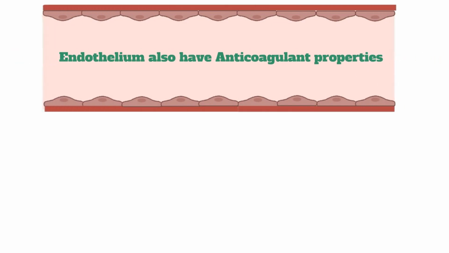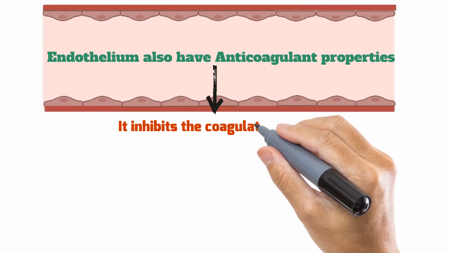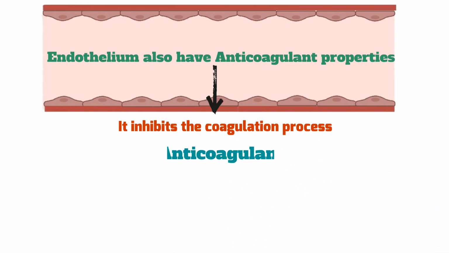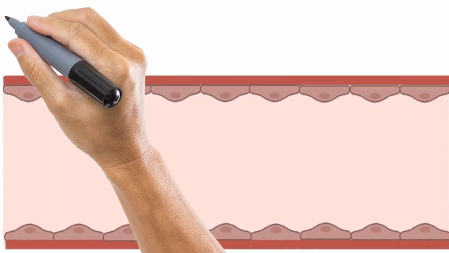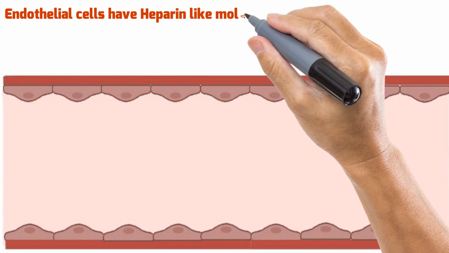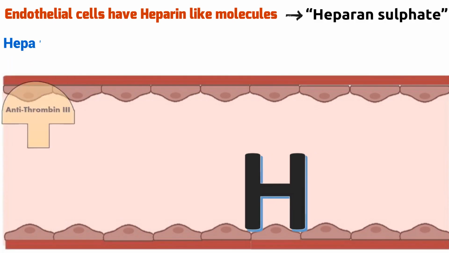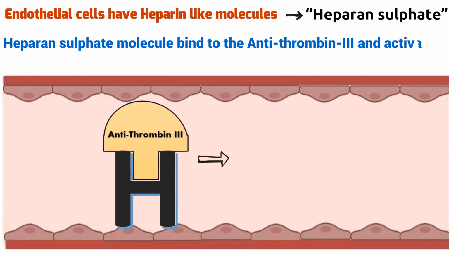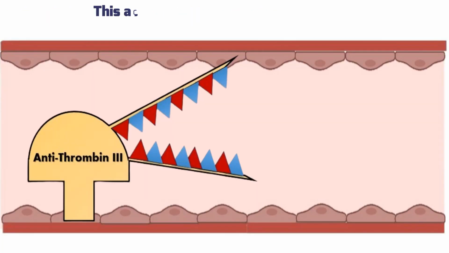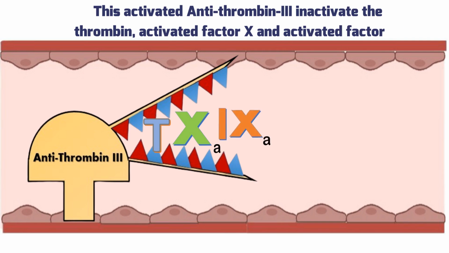Endothelium also has anticoagulant properties, which means it inhibits the coagulation process. In the word anticoagulant, anti means against and coagulant means clotting. Endothelial cells have heparin-like molecules, also known as heparan sulfate. These heparan sulfate molecules bind to antithrombin 3 and activate it. The activated antithrombin 3 inactivates thrombin, activated factor 10 and activated factor 9.